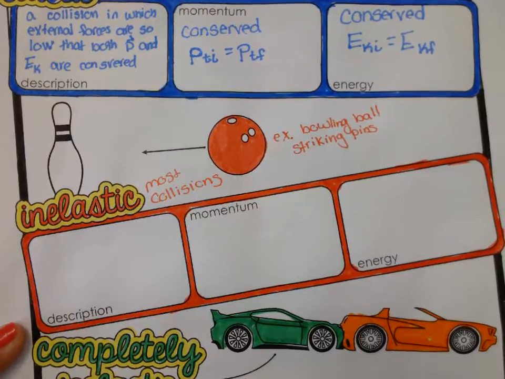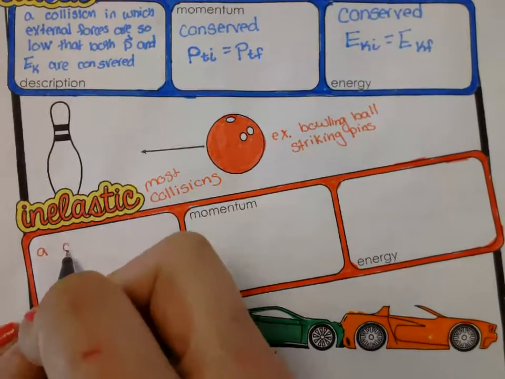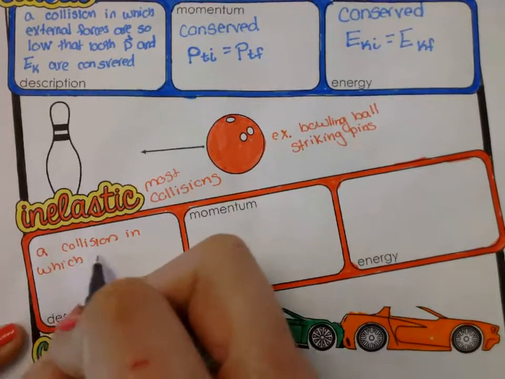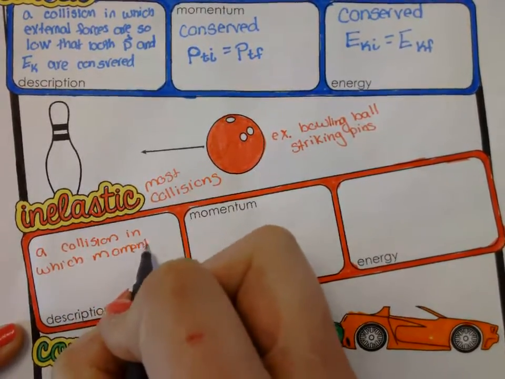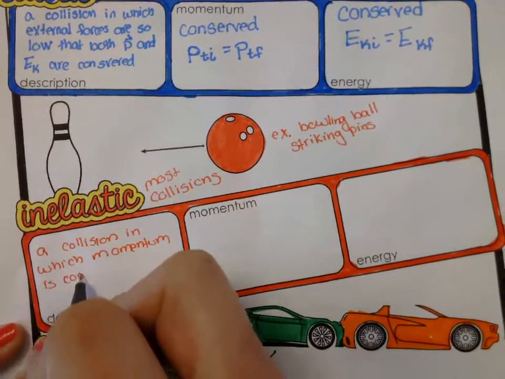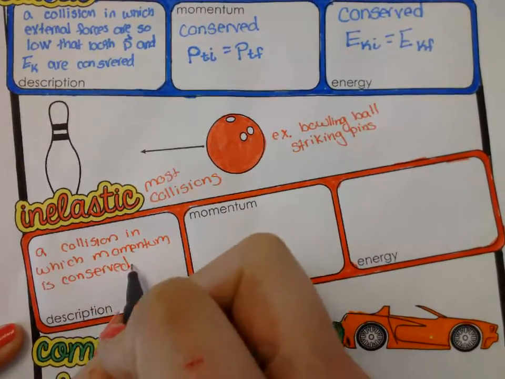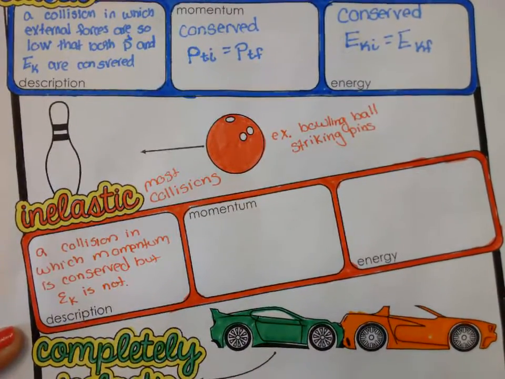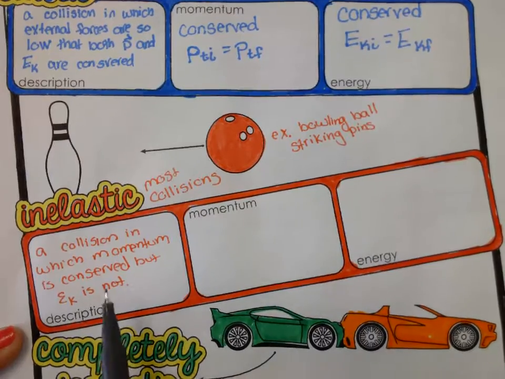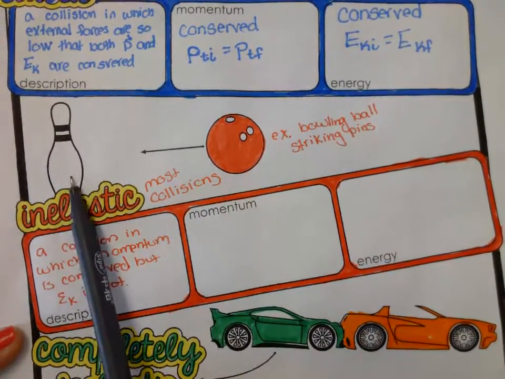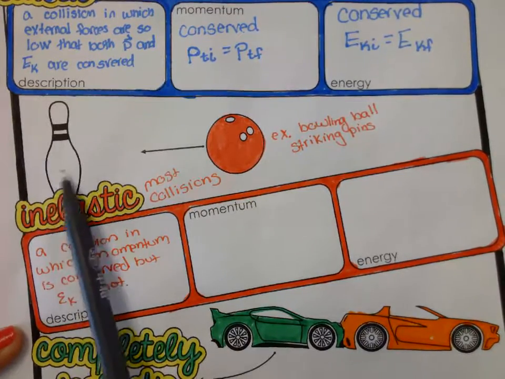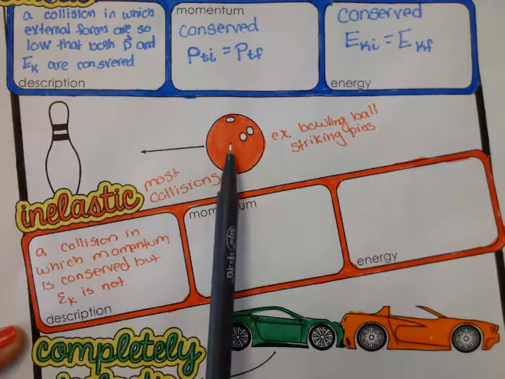So an inelastic collision, the definition of it is a collision in which momentum is conserved, but kinetic energy is not. So momentum is conserved, meaning momentum is going to be passed from one object to the next. So when the ball strikes something, the momentum is going to pass from the ball to the pin. The pin is going to fall over, or the pin is going to travel. It's going to pass its momentum from object A to object B.